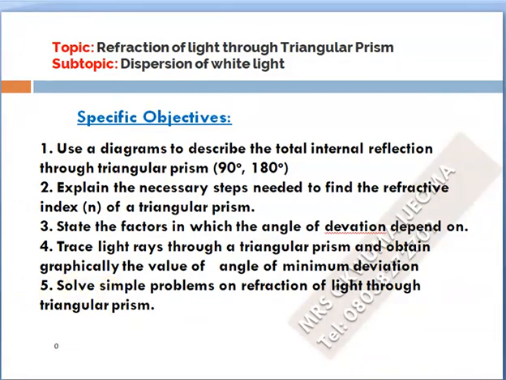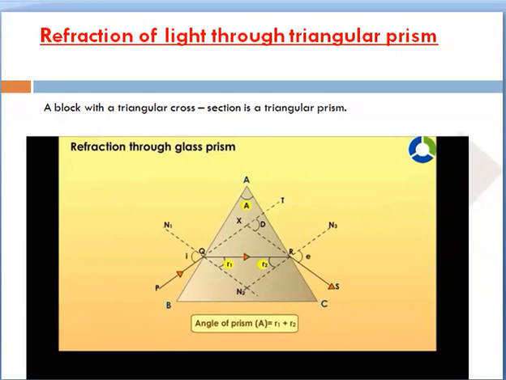Now, remember in our previous class we talked about refraction of light through a rectangular prism. Today we are talking about the triangular prism. A block with a triangular cross section is called a triangular prism.